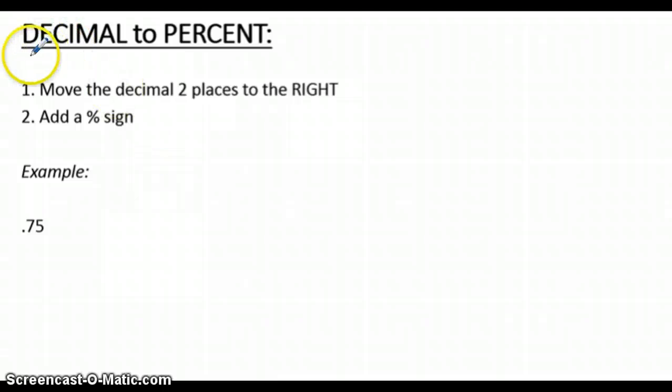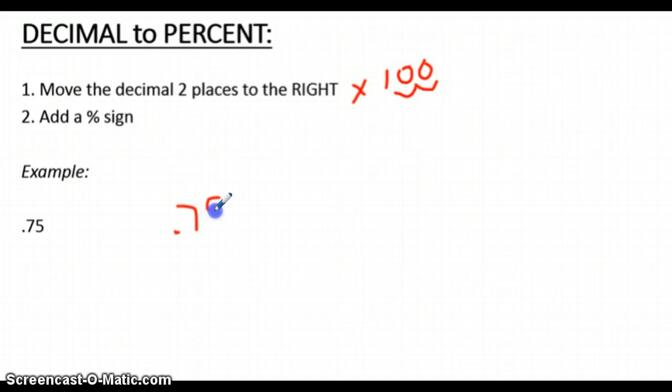Now we're going to move on to decimal to percent. The first thing that we're going to do is move the decimal 2 places to the right, because we are technically multiplying by 100. If we're multiplying, we're getting bigger, so we move the decimal to the right. We're moving it twice because of those 2 zeros. And once we have the decimal point moved, we're going to add our percent sign. So let's look at the example. 0.75. We're going to move it 2 spots to the right. We have 75. And now we could just add our percent sign.